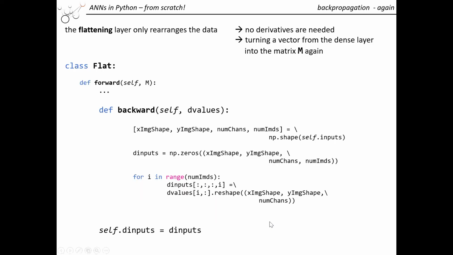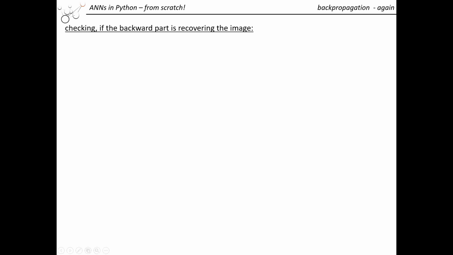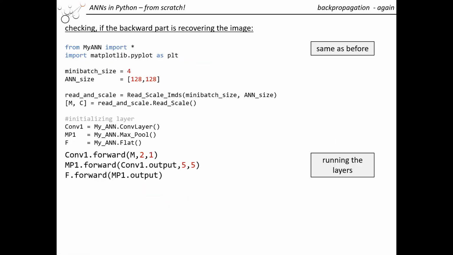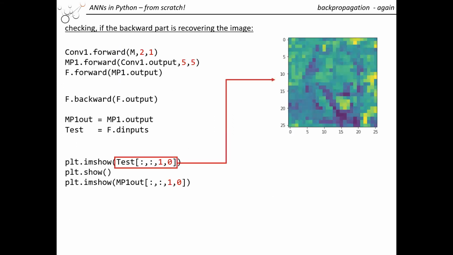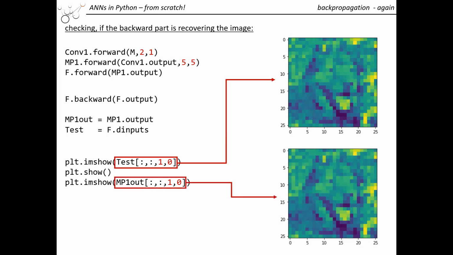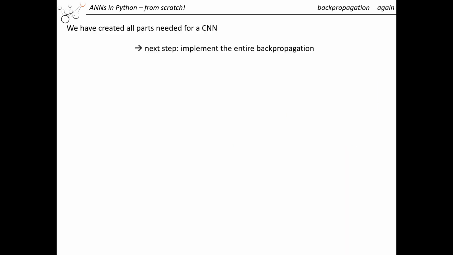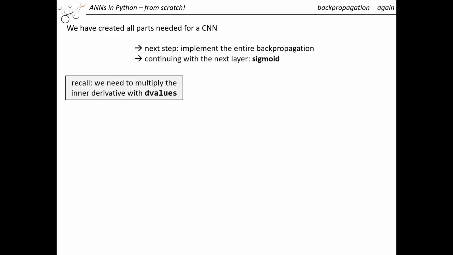And now we just go to our activation functions. So we recovered this image here. And we call it test, which is the inputs. And we saw it's the same image. All right, so now backpropagation, and then let's go to the activation function. So what was the idea always? You get the values from the layer which is below the current one. In the current layer, you calculate the derivatives, multiply this inner derivative with the d values, and that's creating the inputs for the next layer, which is above the current one.